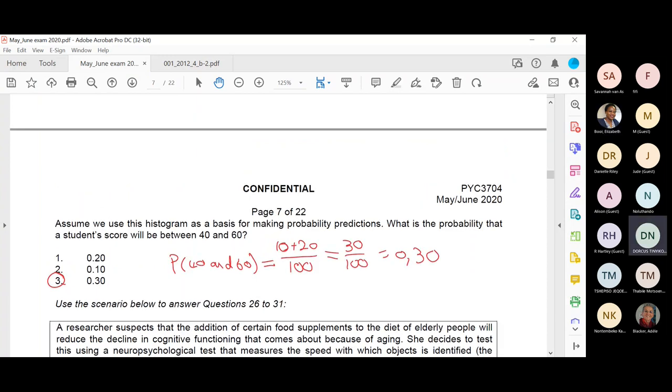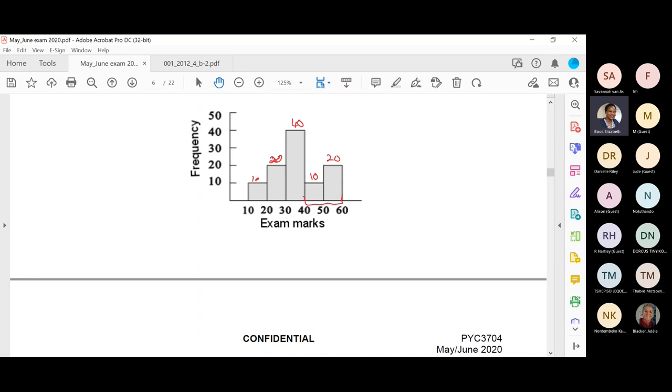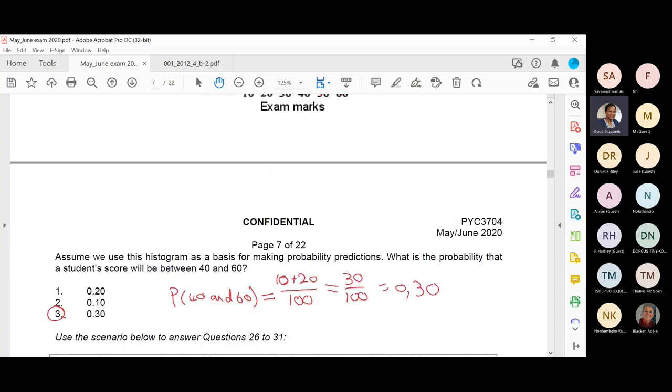So yes. When you get questions like this, you just look at the frequency and look at where the bar is at, because then that will correspond to the number. So this means those who scored between 10 and 20, they were 10. 20 and 30, they were 20. 30 and 40, they were 40. 40 and 50, they were 10. 50 and 60, they were 20. And so on. Okay.